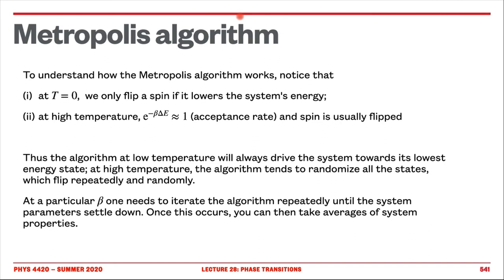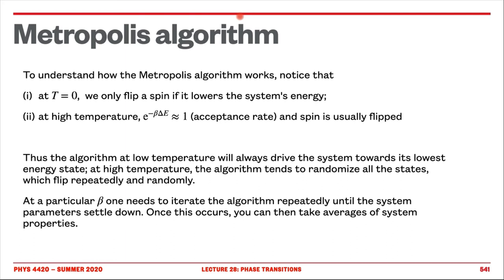So why does it work? Well, it's actually pretty easy to see. At temperature T equals zero, we only flip a spin if it lowers the system's energy. Otherwise, the acceptance rate is zero. At high temperature, the acceptance rate is almost equal to one. Beta is 1 over k_B T, so if T goes to infinity, we basically have e to the power zero. So the acceptance rate is almost equal to one, and the spin is usually flipped.